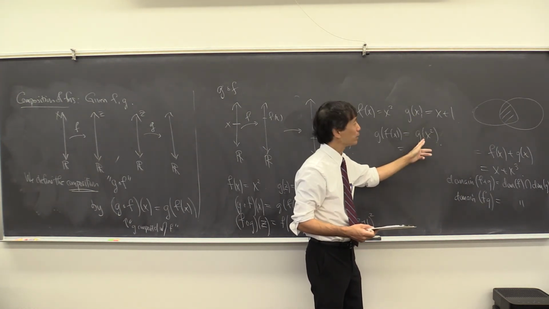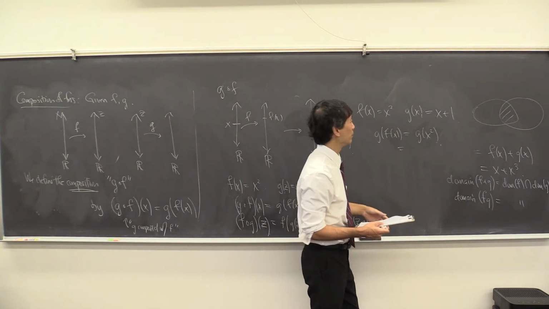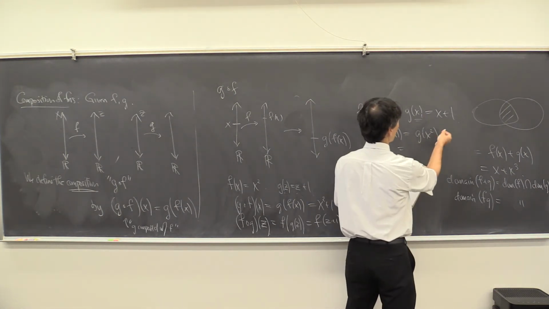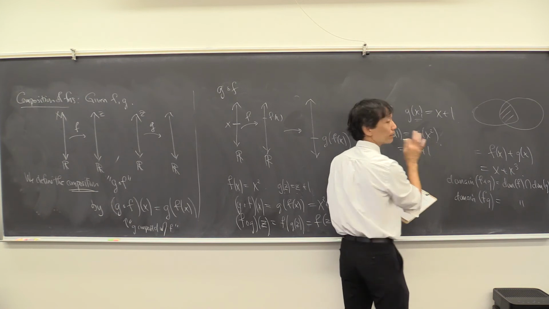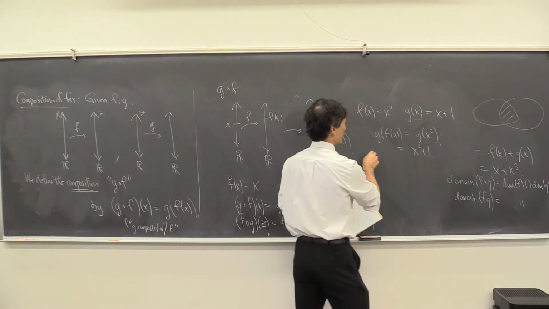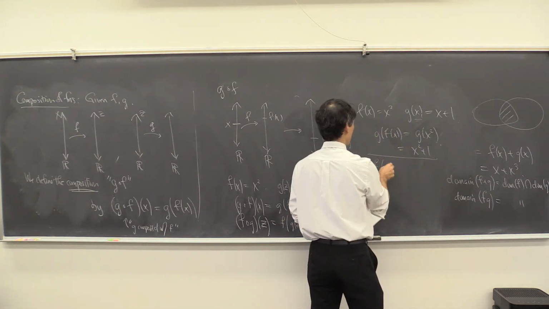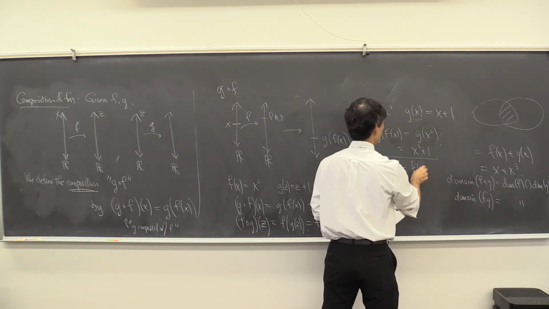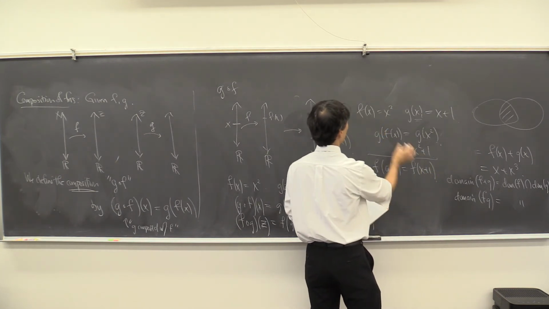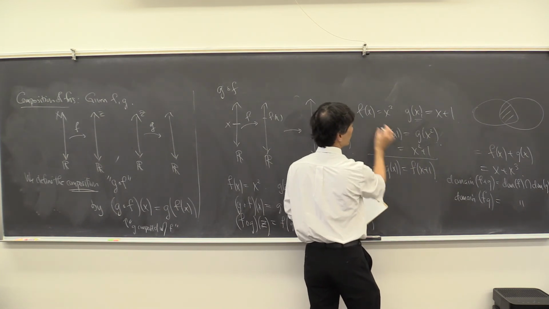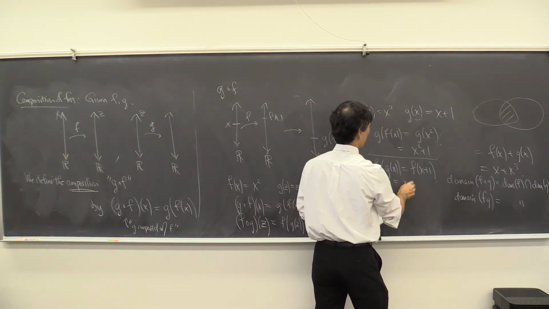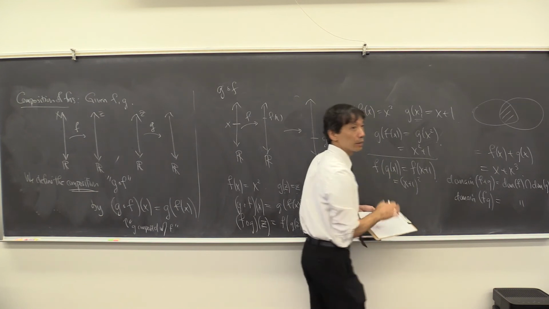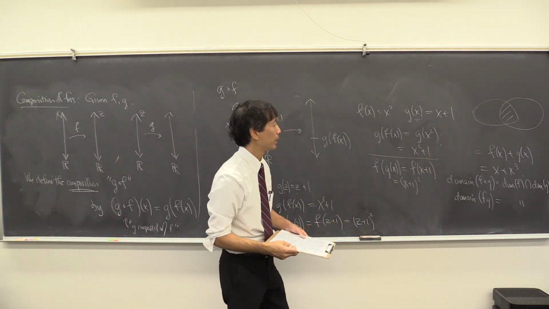I'm going to let my x be x squared, and that may be kind of confusing. But in any case, you let your x be x squared, and so you get x squared plus 1, right? And going in the opposite direction, f of g of x, g of x would be x plus 1. You say, okay, my input is going to be x plus 1, and so I get that thing squared.